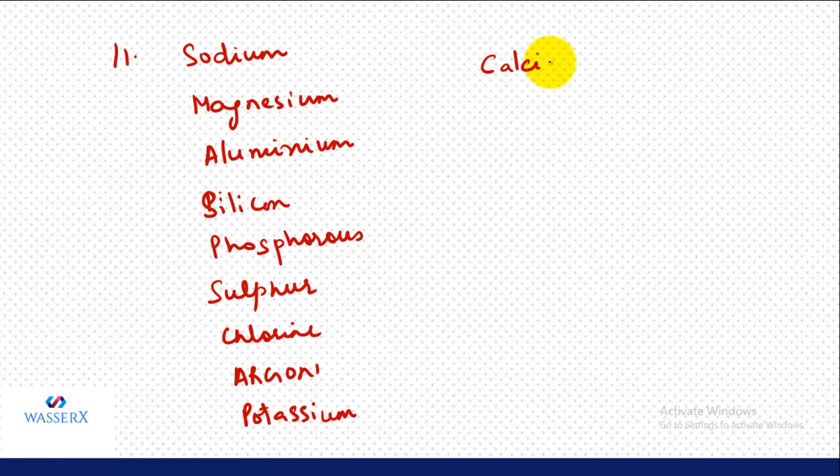calcium. Right, so I'll write the atomic numbers. Magnesium is 12, aluminium 13, 14 silicon, 15 is phosphorus, 16 is sulfur, 17 is chlorine, 18 is argon, 19 is potassium, and 20 is calcium.